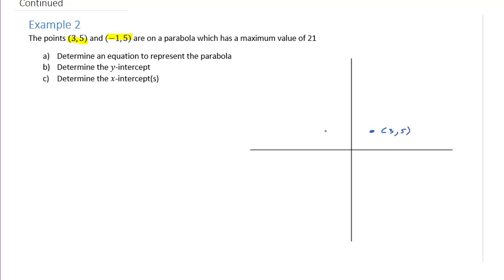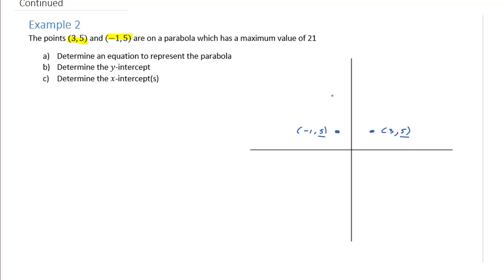And negative 1, 5's over here somewhere, we'll just say. All right, not the greatest graph ever, but there we go. Now notice these 2 points are at the same height. That's going to be key because if they're at the same height, even though these aren't the roots, they're both at a height of 5.